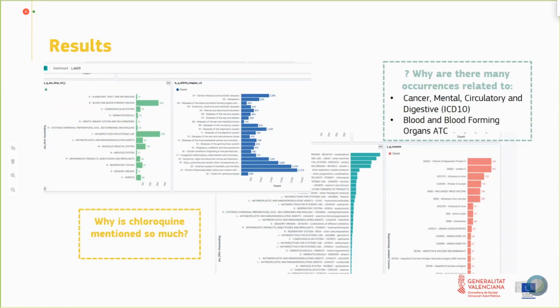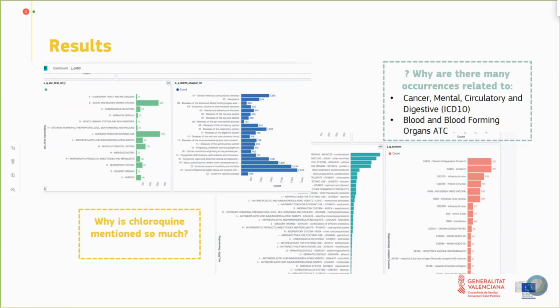Further, there is a possibility to assess how many times a specific occurrence, a drug or an illness, appears matching with the search criteria. For example, why is chloroquine mentioned so much? Because chloroquine showed a notable role, although there was no solid scientific evidence on its efficacy. So this is an interesting question.